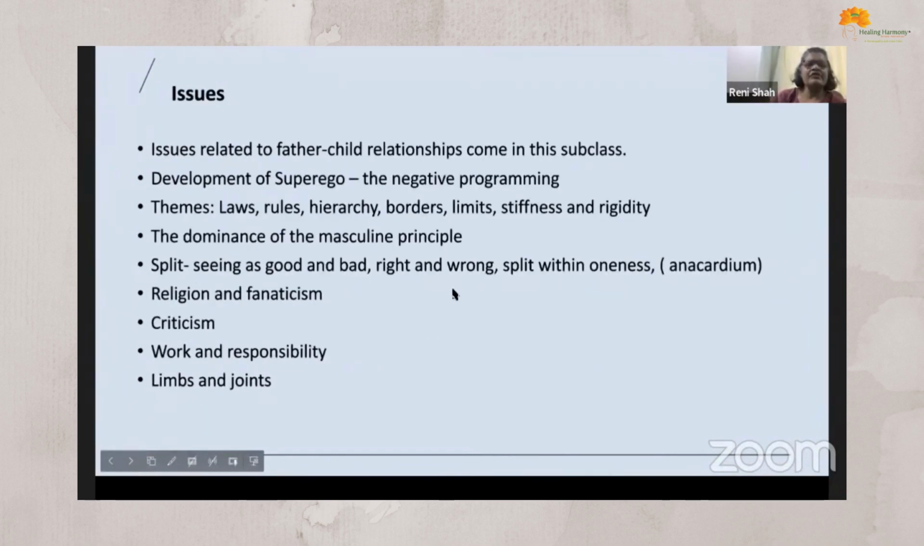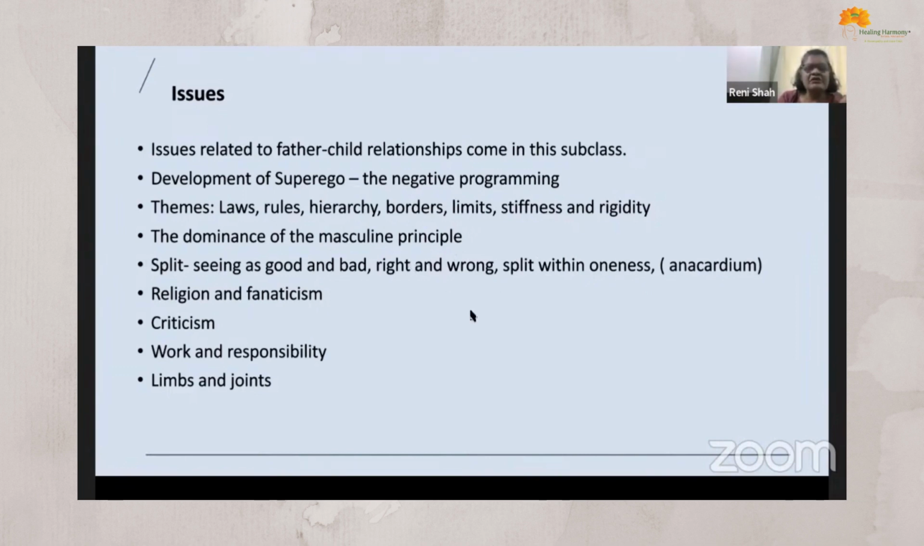Issues are related to the father-child relationship, which comes into this subclass. There is a development of the superego, the negative programming. Then there are themes of laws, rules, hierarchy, borders. They look very, very similar to animals because there is hierarchy, there is right and wrong. You might see a comparison in subclass 5. There are limits, stiffness, and rigidity.